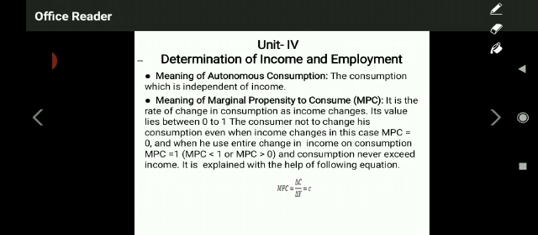Dear students, in the last class we understood the most important topic, that is money and banking. After that, now let us come to the next topic, that is unit number 4. The title of the unit is determination of income and employment.